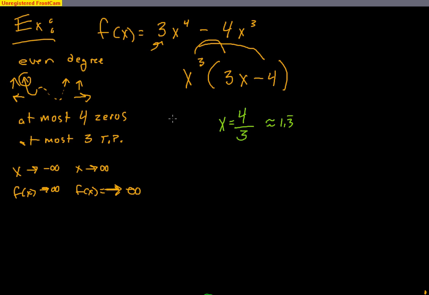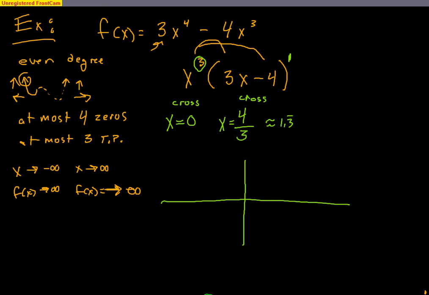X cubed, okay, that is a zero of 0, but it is a cross because it has a triple multiplicity, a multiplicity of 3. What about the 4/3? It had a multiplicity of 1. The power right here is 1. So I also cross at 4/3. I do not touch at 4/3. I cross. So let's draw a quick picture of this graph.